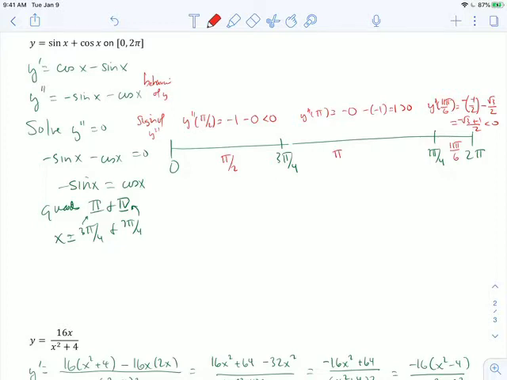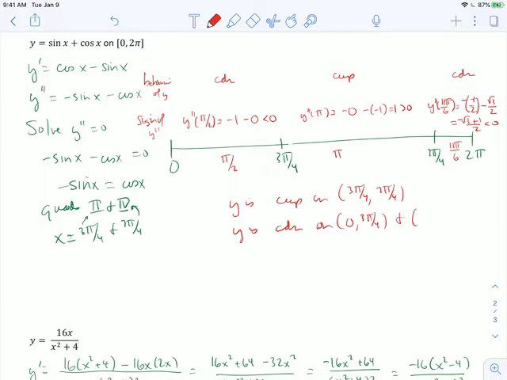And so the behavior of y: negative second derivative, it's concave down, positive second derivative, it's concave up, negative second derivative, it's concave down. So y is concave up between 3 pi over 4 and 7 pi over 4. It's concave down before that and after that.